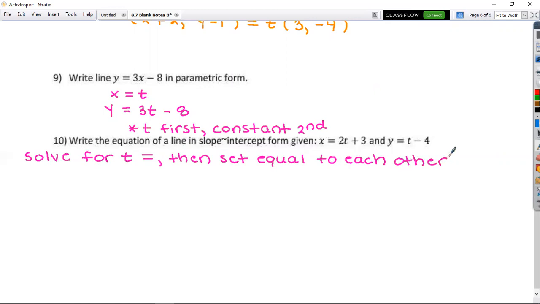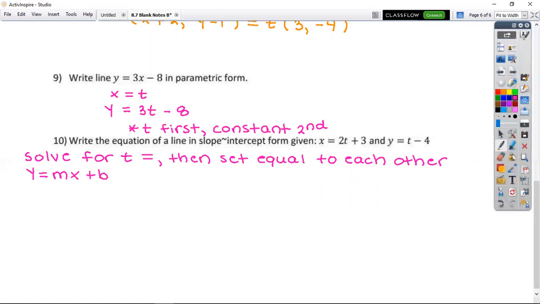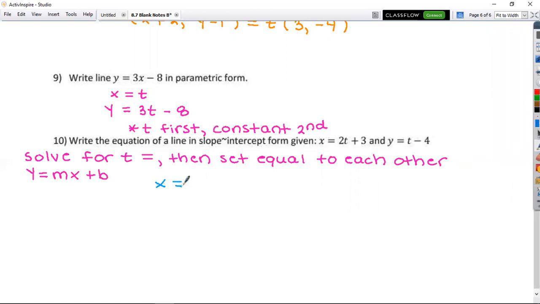Your final answer needs to be written in slope-intercept form, which is y equals mx plus b, and I'm going to point that out again too. Make sure that you put the x first, just because I don't want to see that get marked wrong on you. So I'm going to take both of these equations and solve them for t equals. The first equation is x equals 2t plus 3. So I would have x minus 3 equal to 2t, divide by 2, and your first equation is t equals x minus 3 over 2.